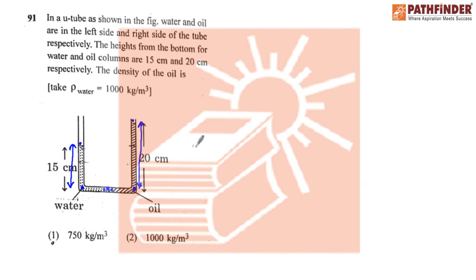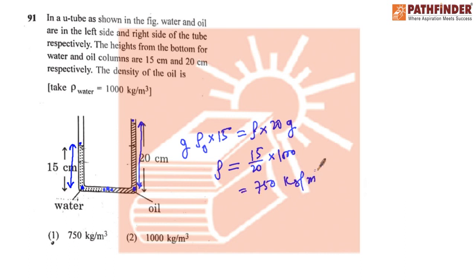which means rho naught, that is the density of water, times this height 15 is equal to the rho which we want to determine times this height 20. Of course on both sides there is g, which cancels out. So rho will be equal to 15 by 20 times rho naught. Rho naught means density of water, which is 1000 kg per meter cube. So after doing this you are getting 750 kg per meter cube, so our correct option is option number 1.